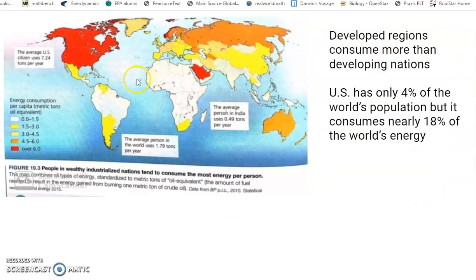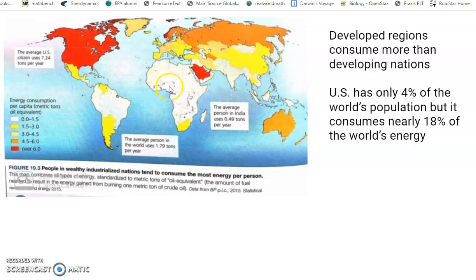All right, and here's the map showing consumption. So look at this. If you look at the scale, red is the highest. So us and Saudi Arabia, we're the highest. And then you see other Western countries are also fairly high, though quite a bit lower than us if you look at it.